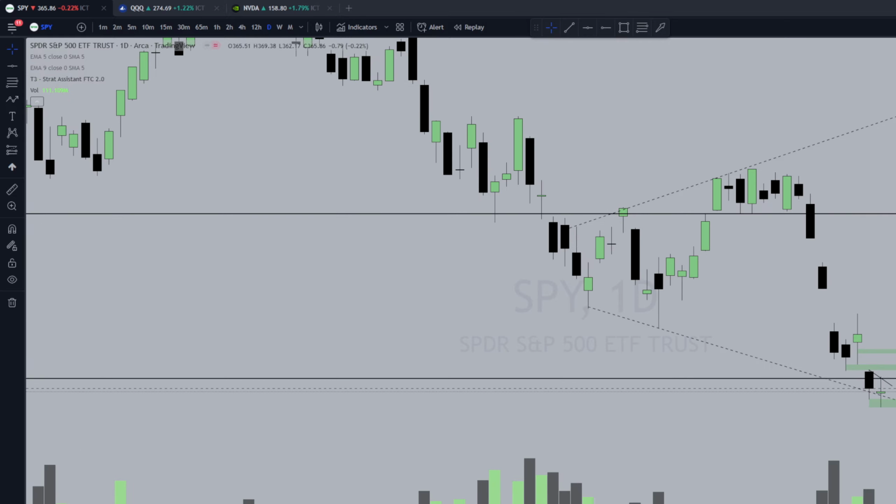Right? Even a target over here could also be like 384 up here. Right? We make a move up, right back into this gap. We're going to take out buy stops. We're going to take out sell stops and then come right back down.